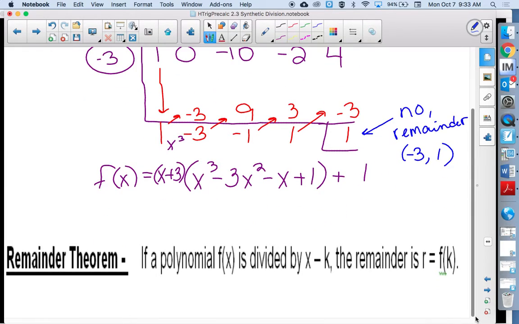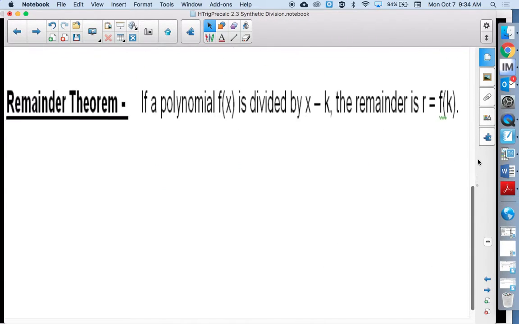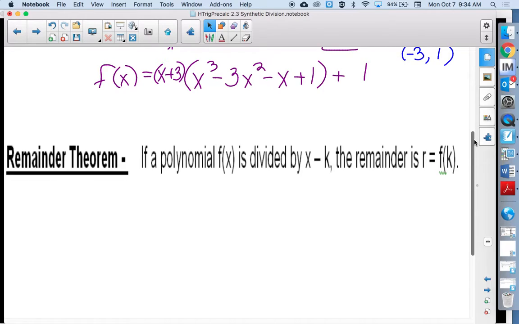So I believe the remainder theorem, there it is. So again, no, we're not proving this. We will do some proofs throughout the year, but we're not going to prove this. The remainder theorem says if a polynomial, any polynomial f of x, is divided by x minus k, so like x minus 2, like the first problem, then the remainder can be written as r equals f of k. So I could write this remainder as 1 equals f of negative 3.